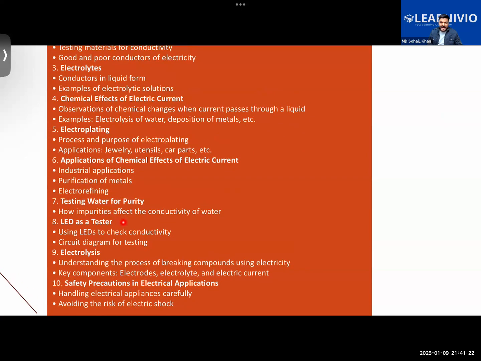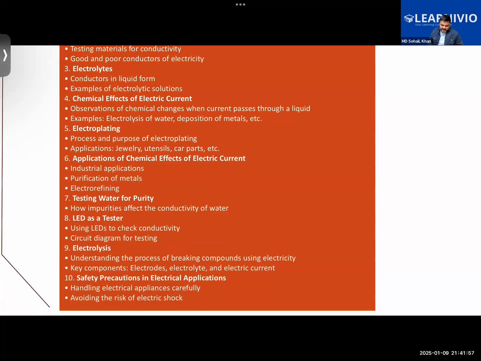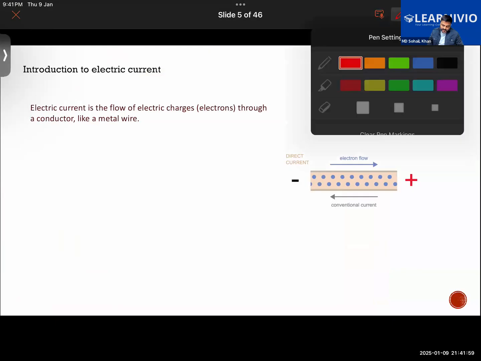And we can take the help of LEDs to check the conductivity of a given liquid. Okay, and we will learn why only LED and not incandescent or other bulbs. Then we will learn about electrolysis. That is basically a process used to split up a given compound into its components, specifically cations and anions. Then in this we'll be revising the electrodes and the electrolyte, and what safety precautions one has to take while handling electrical appliances.